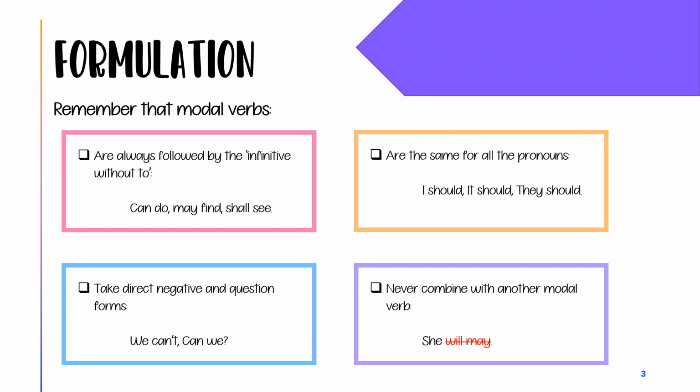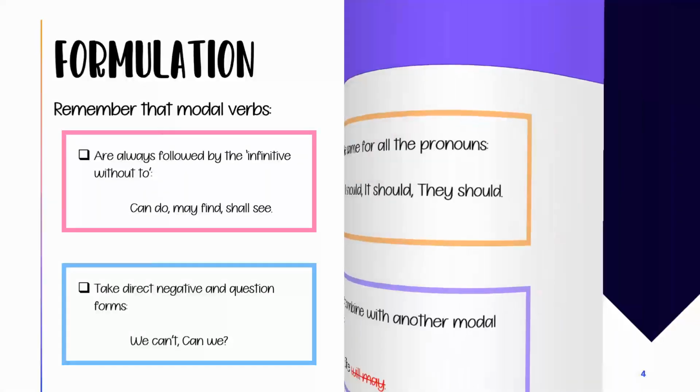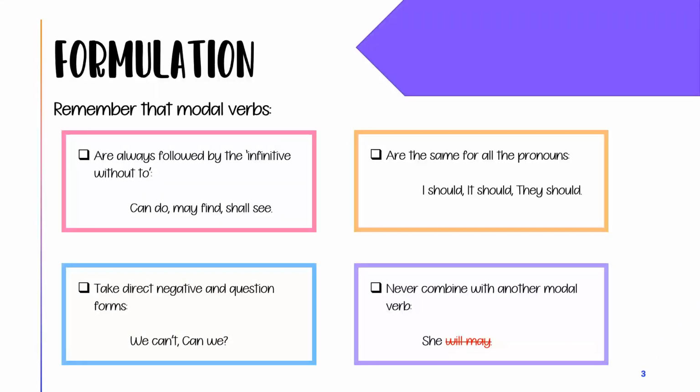First, they are always followed by the infinitive without to. Can do, may find, shall see. They are the same for all the pronouns: I should, it should, they should. Take direct negative and question forms: we cannot and can we. They never combine with another modal verb: she will may. That's not correct.